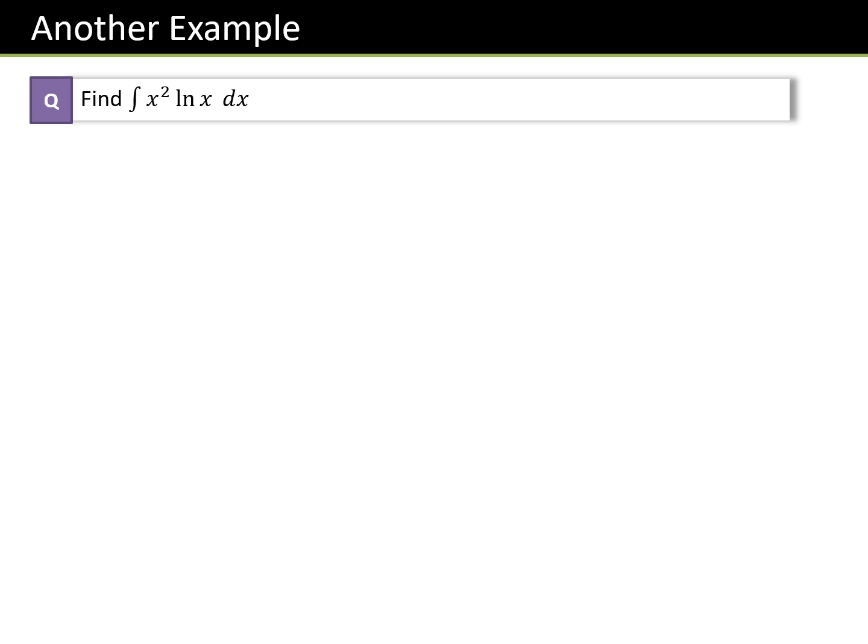So the formula, off the top of my head: the integral of u dv by dx with respect to x equals uv minus the integral of v du by dx with respect to x again. So u and dv by dx.